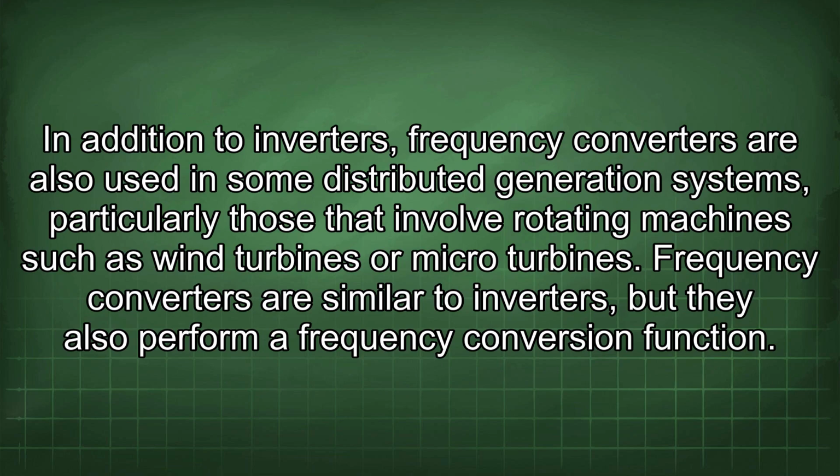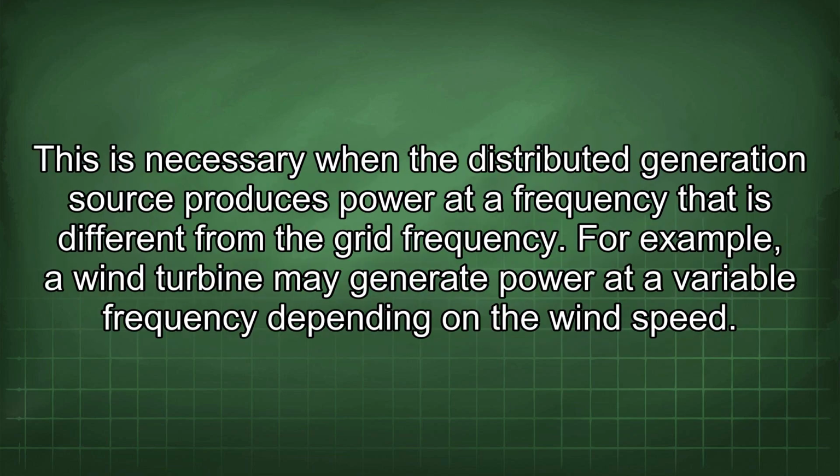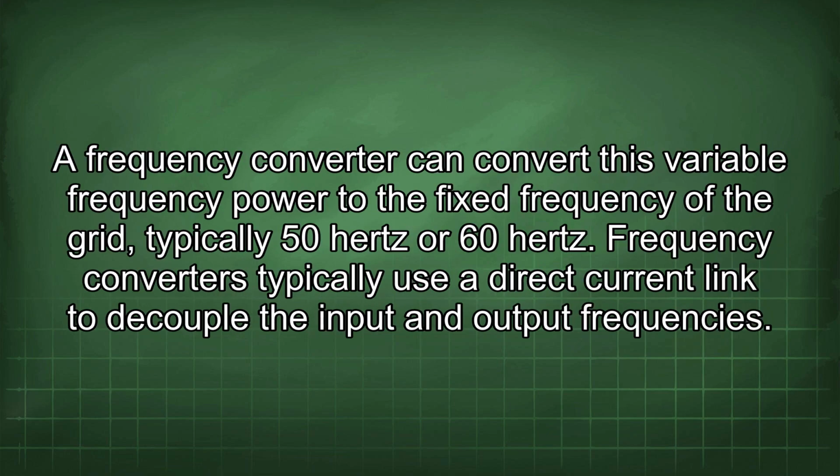In addition to inverters, frequency converters are also used in some distributed generation systems, particularly those that involve rotating machines such as wind turbines or microturbines. Frequency converters are similar to inverters, but they also perform a frequency conversion function. This is necessary when the distributed generation source produces power at a frequency that is different from the grid frequency. For example, a wind turbine may generate power at a variable frequency depending on the wind speed. A frequency converter can convert this variable frequency power to the fixed frequency of the grid, typically 50 Hz or 60 Hz.